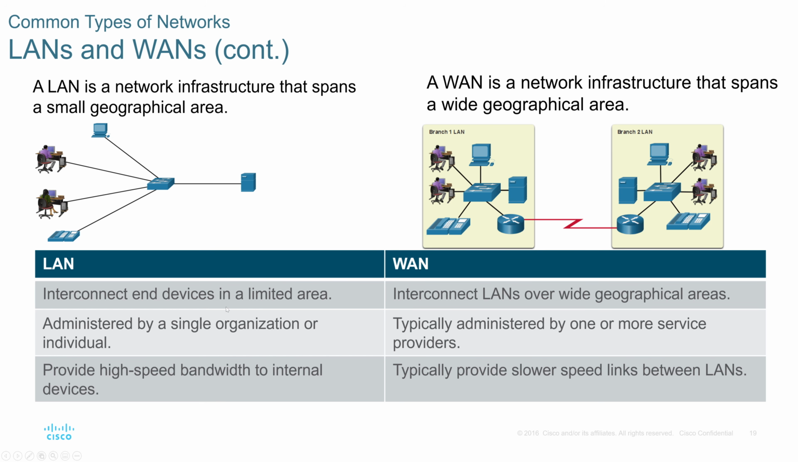LANs interconnect a limited number of devices in a limited area, administered typically by a single organization or individual, and provide very good high-speed bandwidth to internal devices. WANs interconnect LANs over a wide geographical area, typically administered by one or more service providers, and typically provide slower speed links between the LANs.